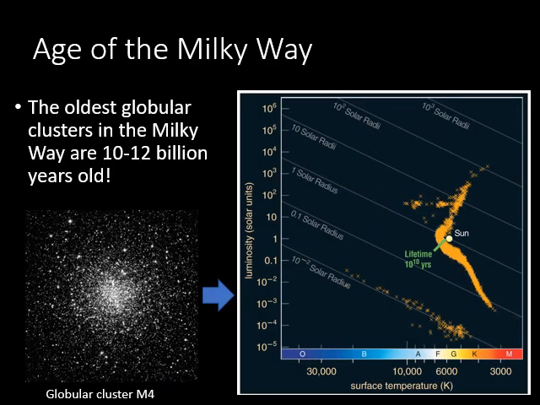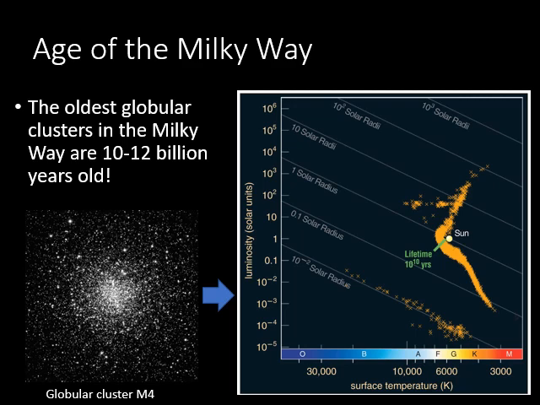So how can we use this technique to figure out the age of the Milky Way? Well, remember that globular clusters formed when the Milky Way was forming. So all we have to do is measure the age of all the globular clusters, or as many as we can see at least, and that will give us a rough idea for how old the Milky Way is overall.